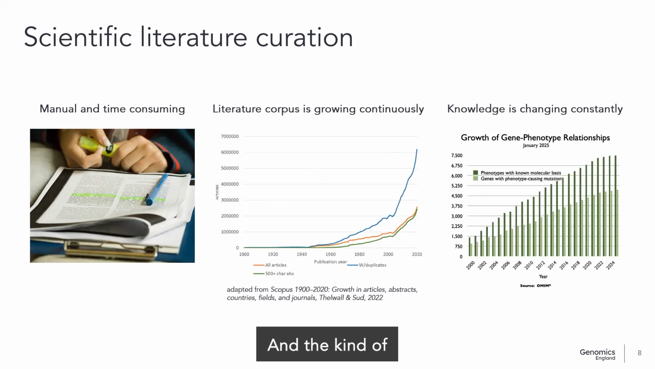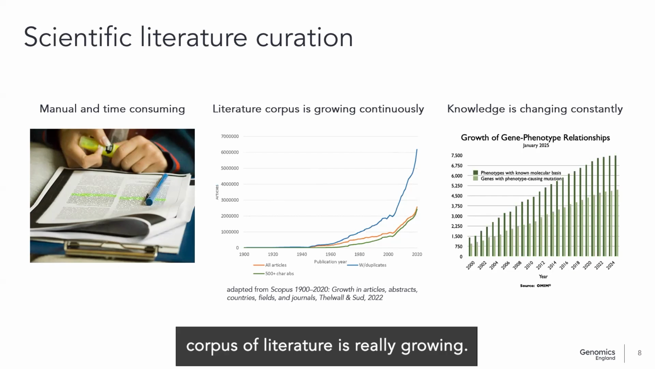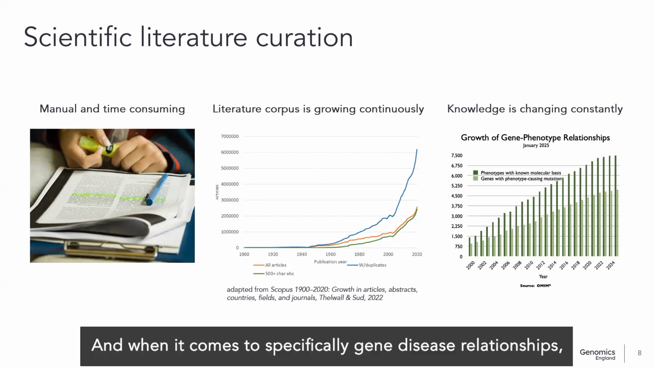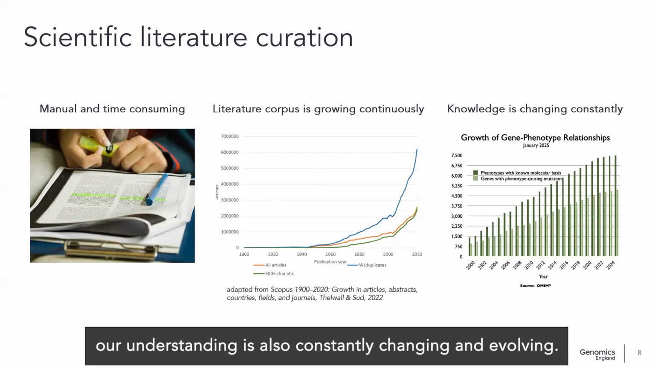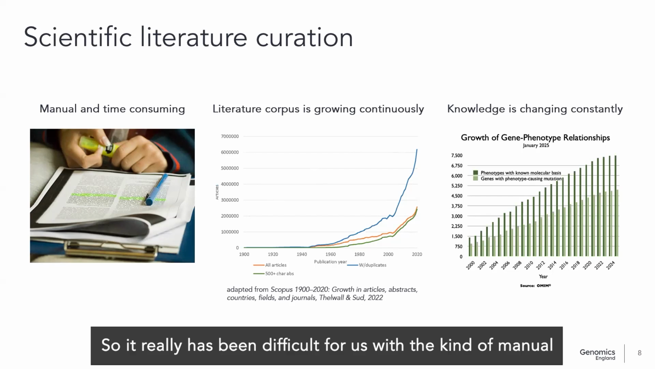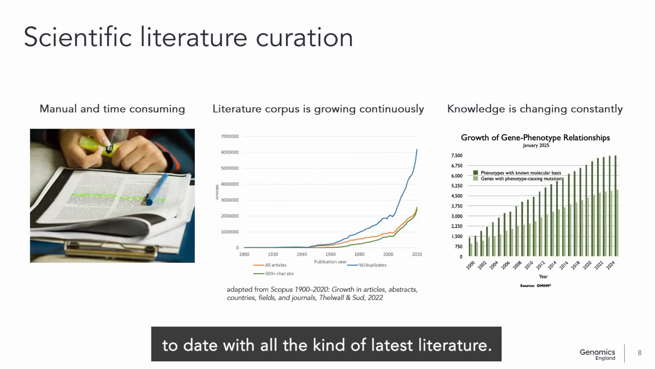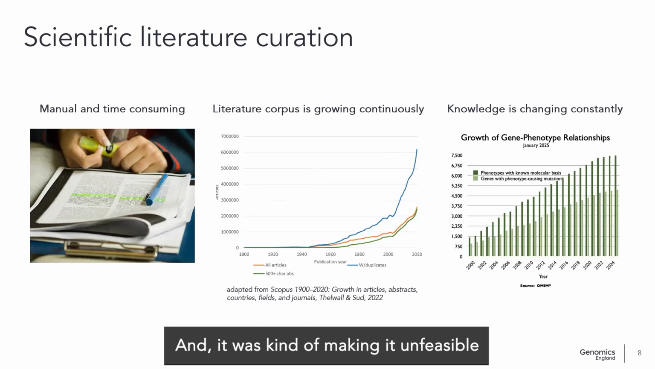And the corpus of literature is really growing. Not all the papers that are published relate to our field. And when it comes to specifically gene-disease relationships, our understanding is also constantly changing and evolving. So it really has been difficult for us with the manual process that we previously had to stay up to date with all the latest literature. And it was making it unfeasible to keep up with the latest publications.